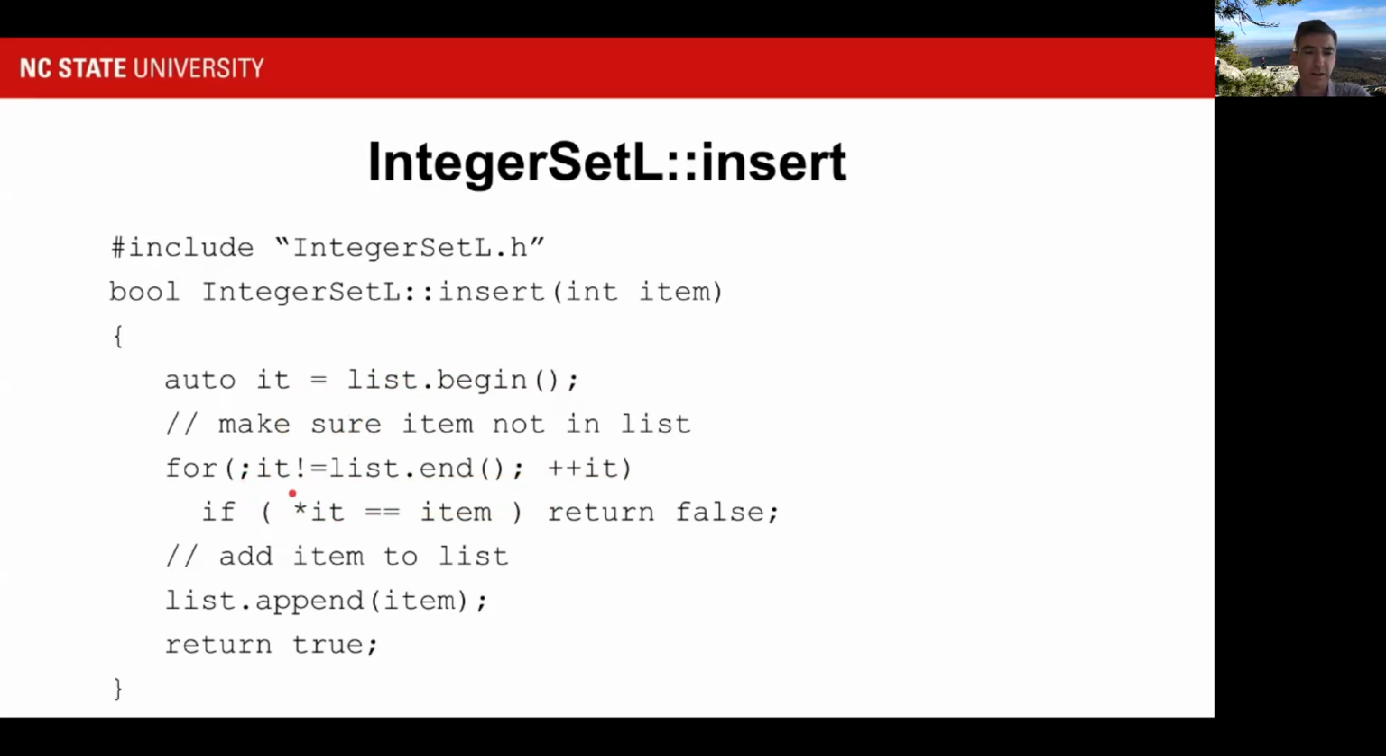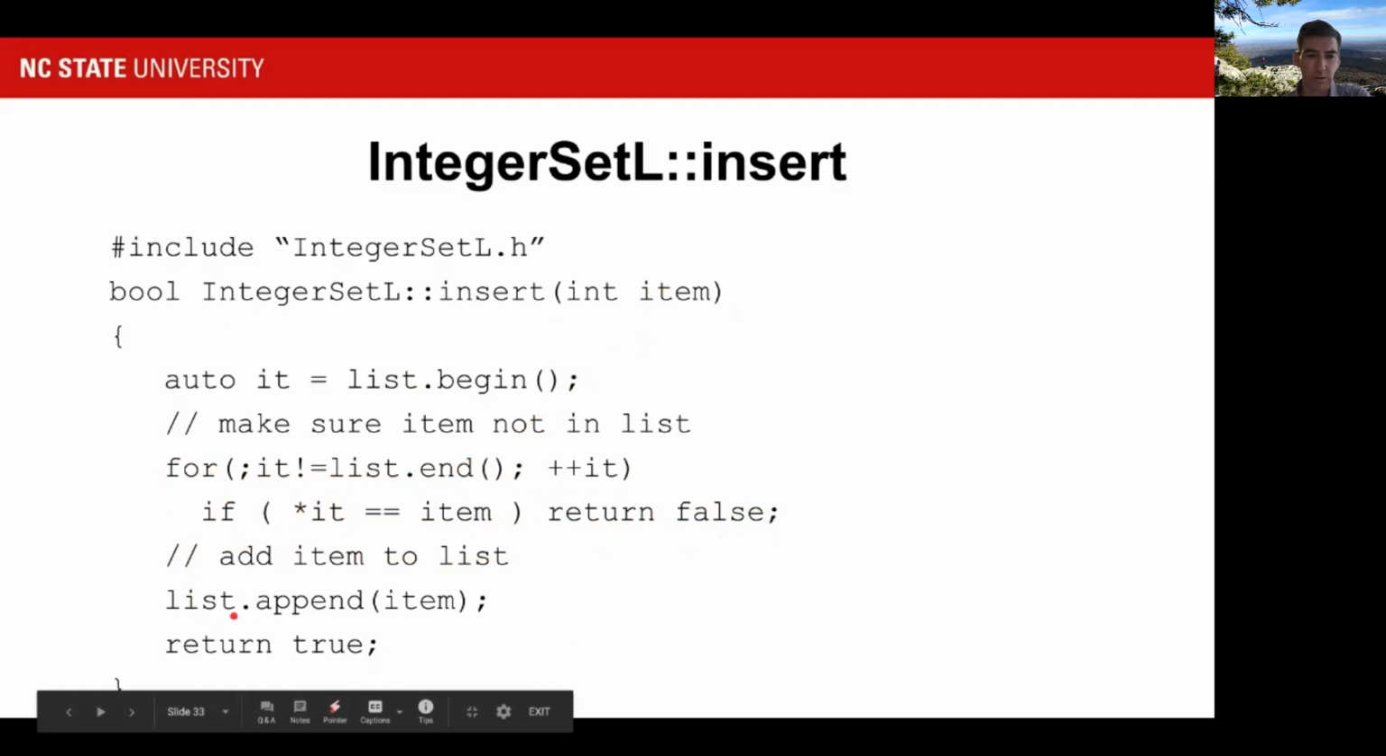So this loop is saying, okay, loop over all the items in the list. And if any of the items equal the item I was passed in that I want to add to the set, then stop and return false. We're not adding this item to the list. But if I get all the way through this list without ever finding a match, then I'm going to append the item to this list and return true.